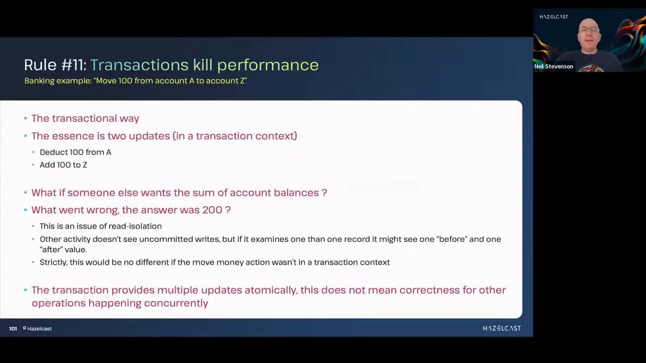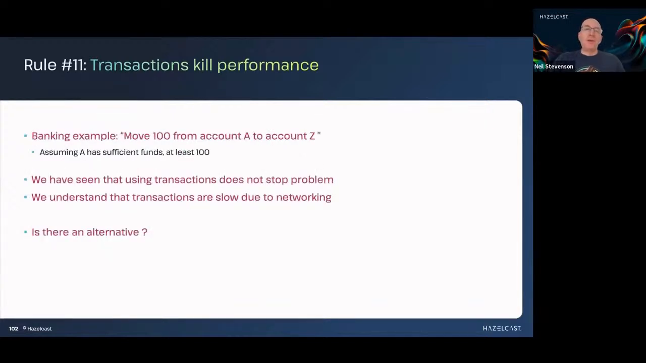So that was the transactional way. We don't want anything to see the data until it's changed in both places, and that's fine. But if it's examining multiple records, it might read record A before and record Z afterwards. And actually in this one, it wouldn't be any different if the transaction wasn't used and it just did update A and Z one after the other. So transaction does not mean correctness for everything else that's going on. So don't think of them as magic. They do a lot of good things, but they're not without problems.